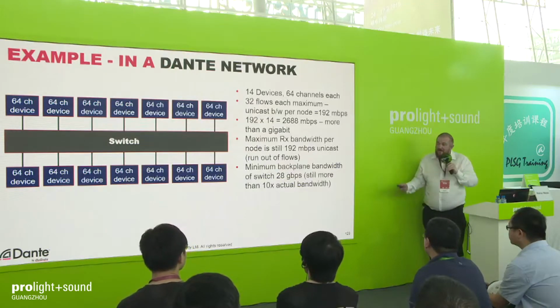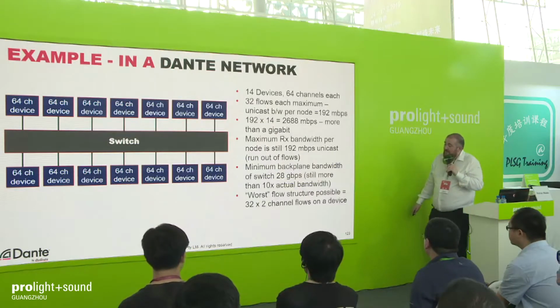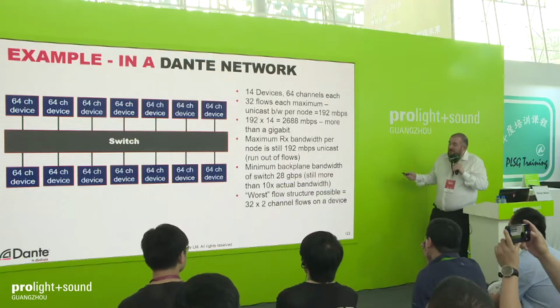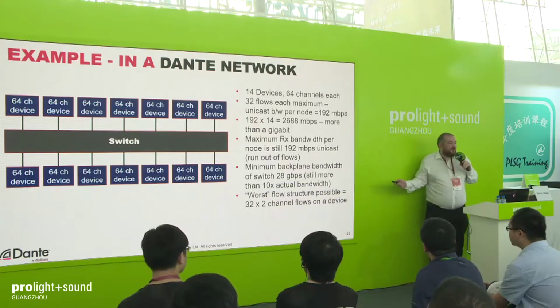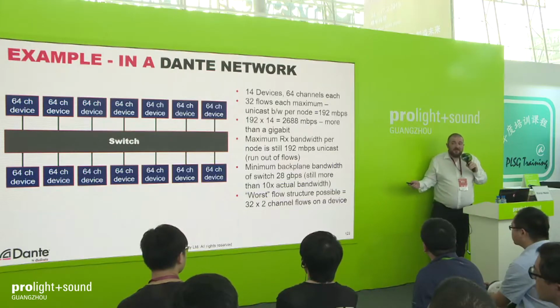This network is absolutely fine like this in unicast. Even if we did the worst job possible, we'd still only use 32 two-channel flows on maybe 1 or 2 devices here, and that would be hard.